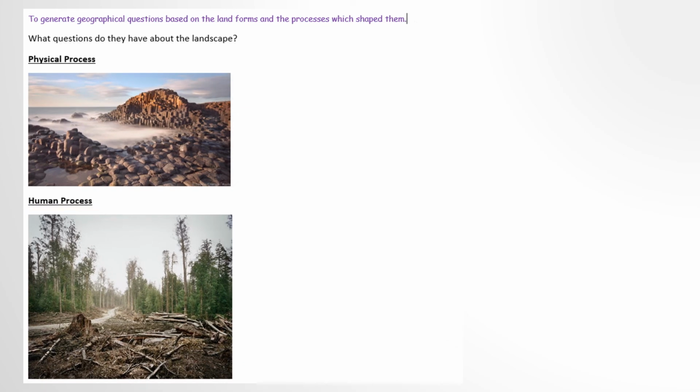Okay, purple group, your task is to generate geographical questions based on the landforms and processes which shape them. So you're asking those why and how questions, okay, or what, all right? So thinking about how you could form those questions, and you can just type them underneath or around the picture if you are in school. Okay, so what questions do they have about that landscape?